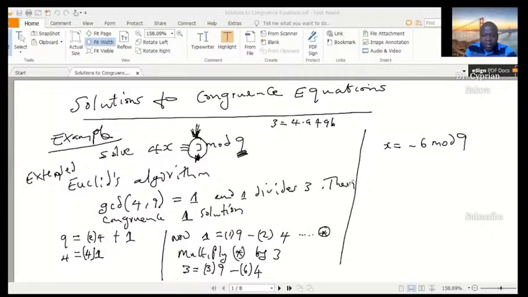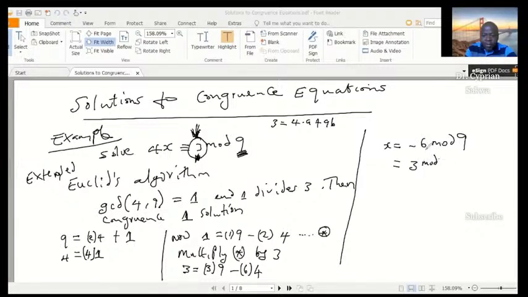-6 mod 9 is the solution. But it's always good to have this. So this remainder here, this is the remainder. This remainder is always good to make it positive. If I was to make it positive, then if 9 were to go into negative 6, the remainder would be 3.